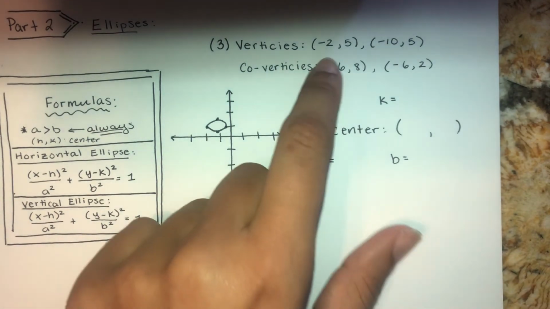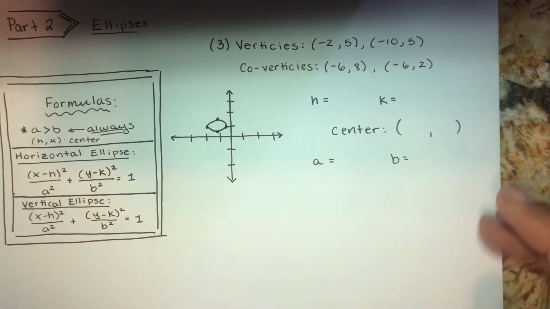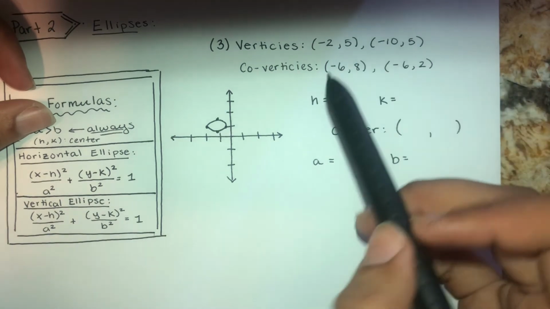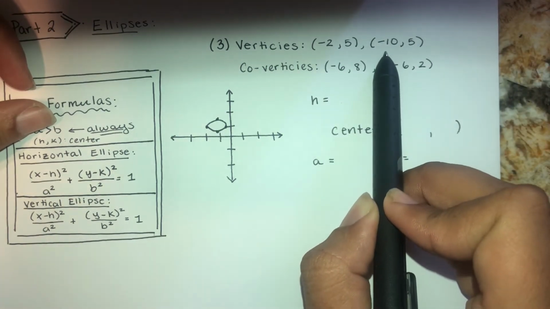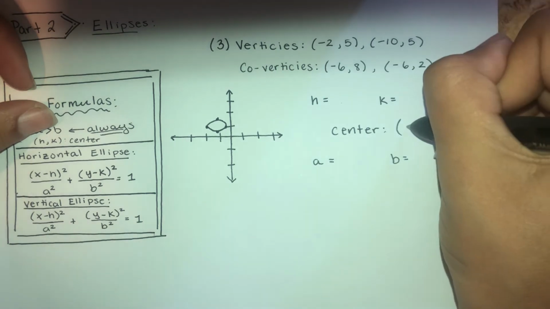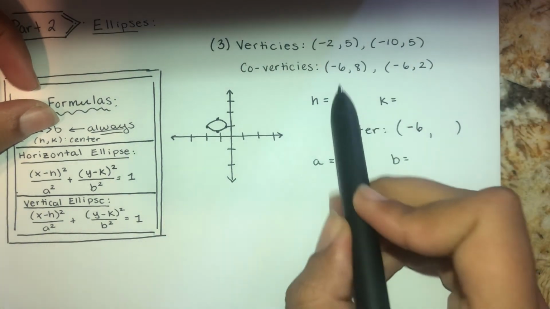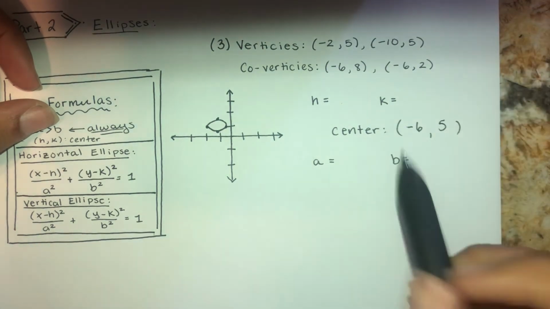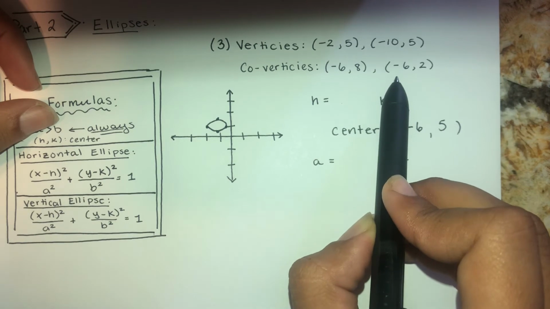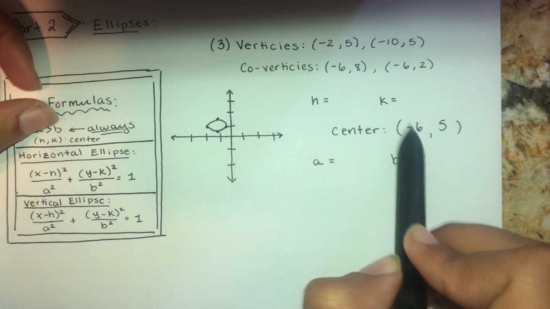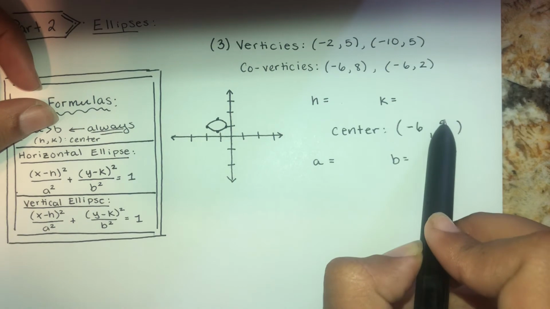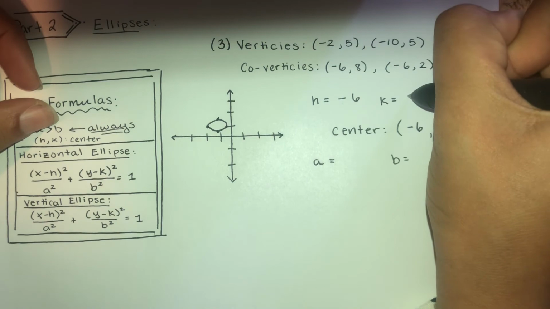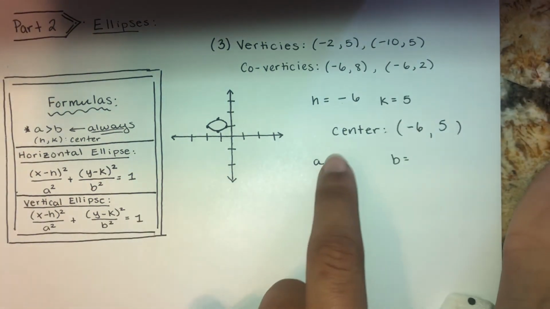So our center, you can take either one. You can take either the vertices or the co-vertices, and you're just going to find the midpoint. So -2 plus -10 is -12 divided by 2, -6. 5 plus 5 is 10 divided by 2 is 5. And this will work also with this. -6 plus -6 is -12 divided by 2, -6. 8 plus 2 is 10 divided by 2, 5. Works with either one. So h is -6. k is +5.